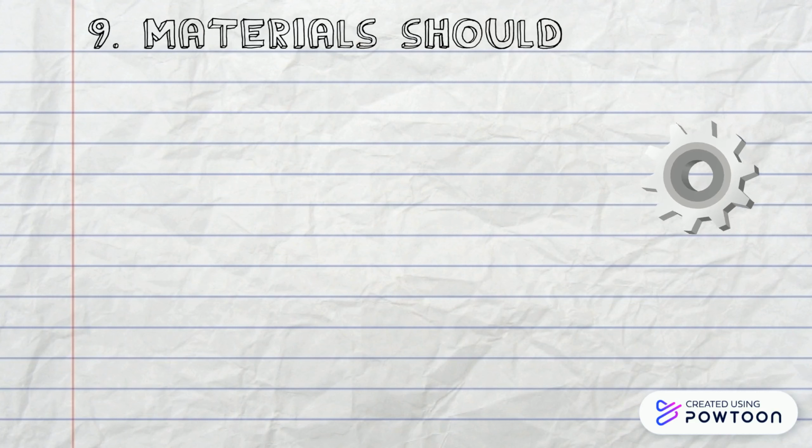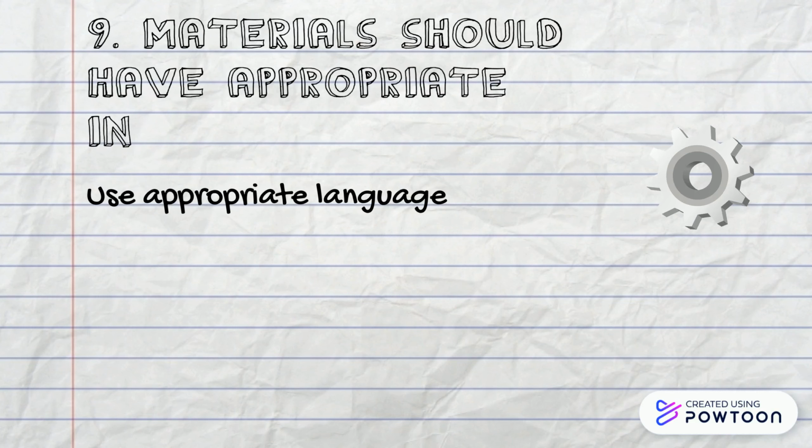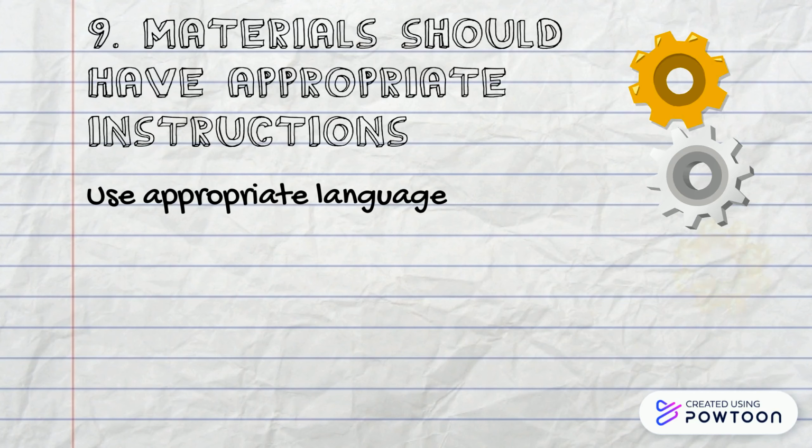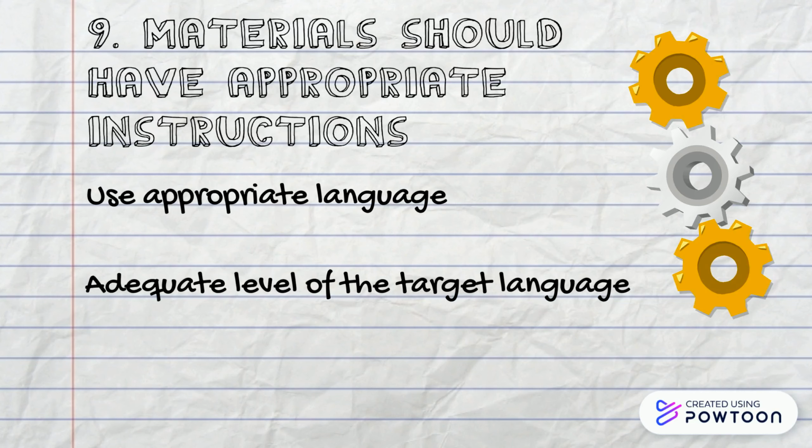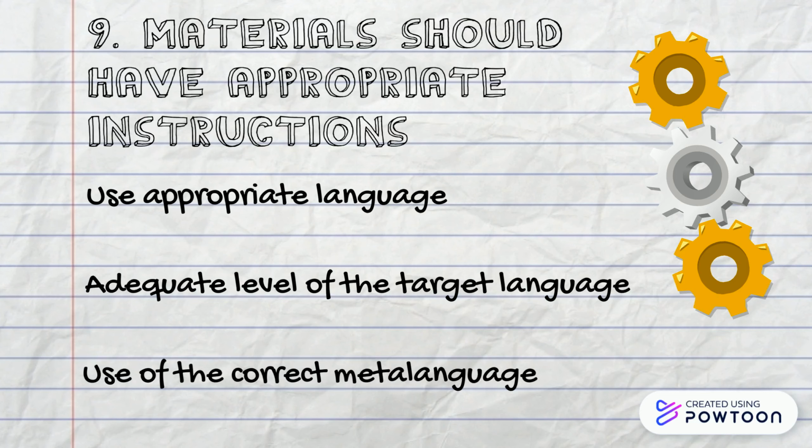Guideline number 9. English language teaching materials should have appropriate instructions. They should use appropriate language, an adequate level of the target language, and also use the correct meta-language in order to give instructions.